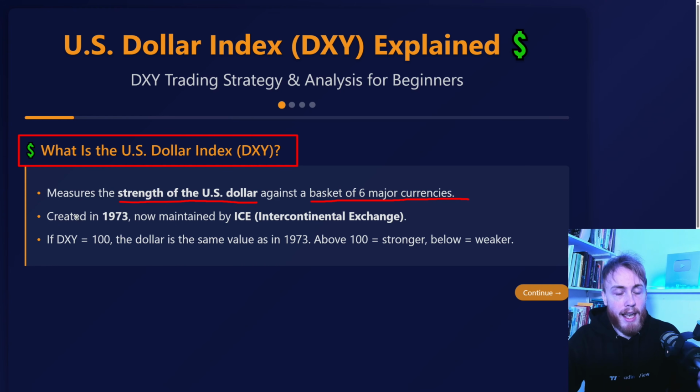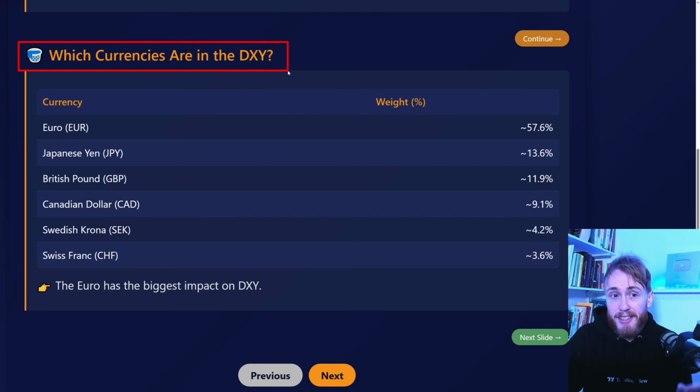And we are very soon going to take a look at exactly what currencies and why this is important. But here, this index was created in 1973 and is now maintained by the ICE, or Intercontinental Exchange. And here, if the DXY is equal to 100, the dollar is the same value as in 1973. So above 100, the dollar is stronger compared to back then, and below 100, the dollar is weaker compared to back then.